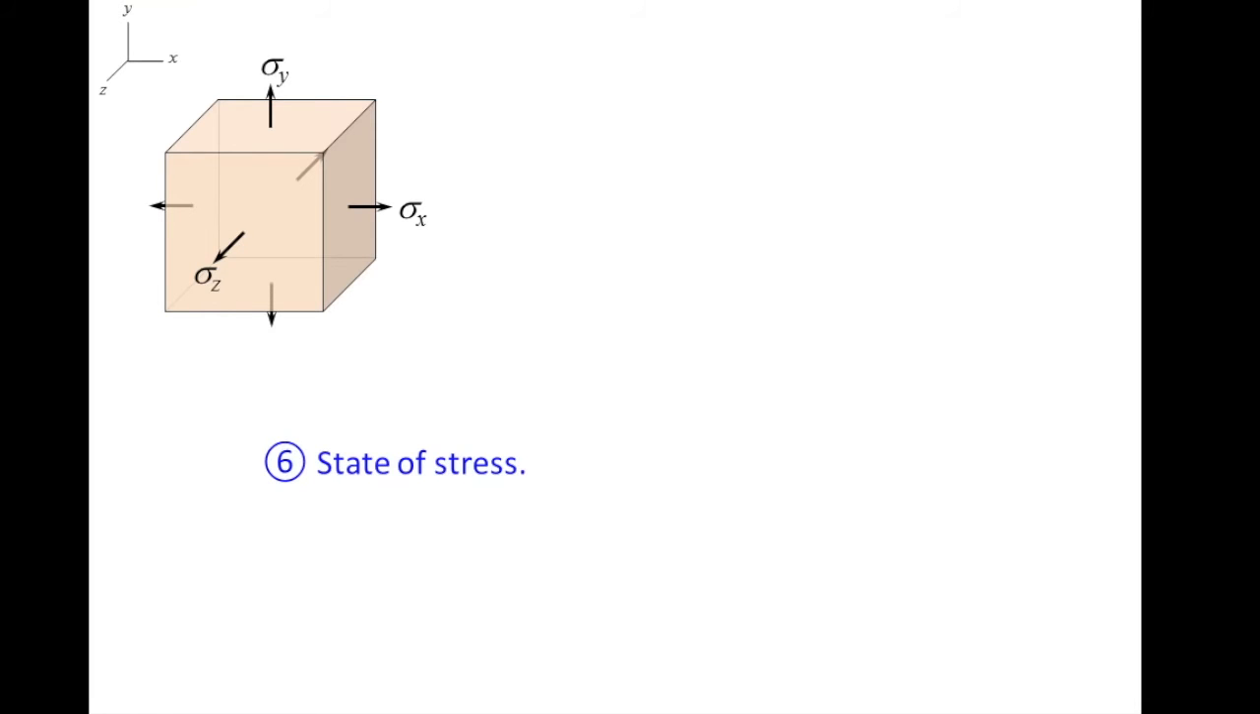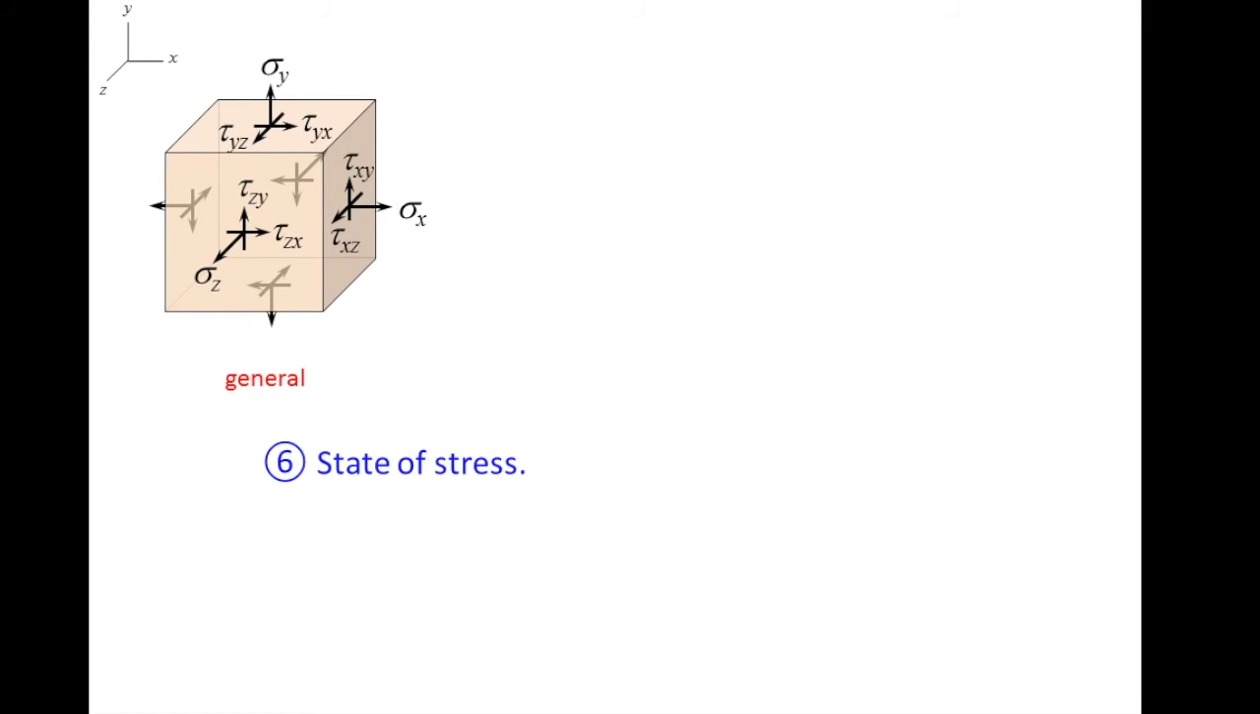So there are overall 6 normal stress components along the positive and negative x direction, positive and negative y direction, and positive and negative z direction. And on each surface, there are 2 shear stresses, tau, that are both tangent to the surface. And this is known as the general state of stress.